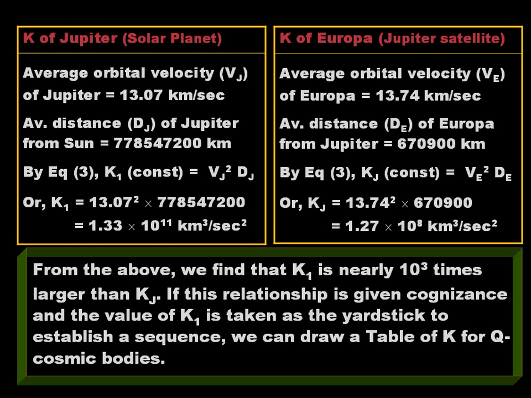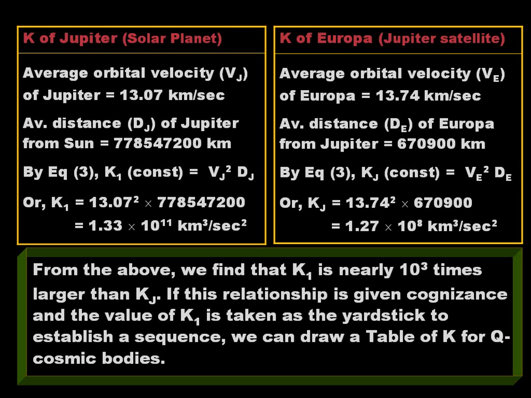Now K of Europa. Average orbital velocity Ve of Europa is 13.74 km per second. Average distance dE of Europa from Jupiter is 670,900 km. By equation 3, Kj, which is a constant, is Ve square dE, or Kj is 1.27 into 10 to the power 8 km cube per second square.